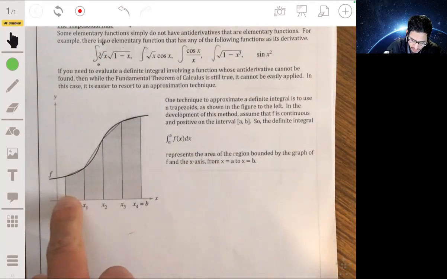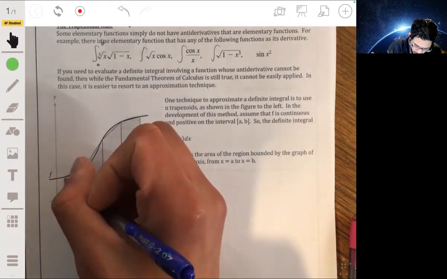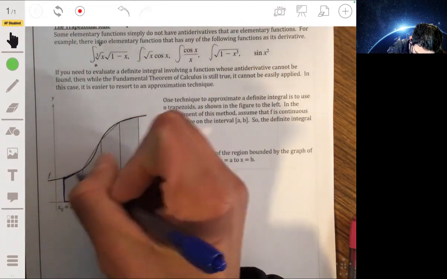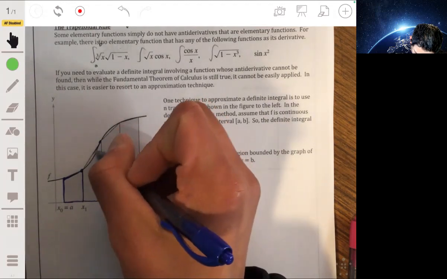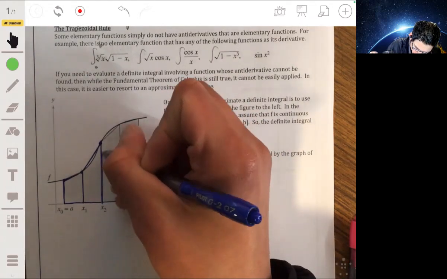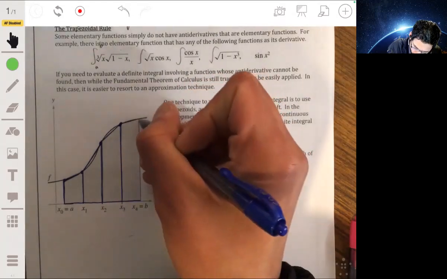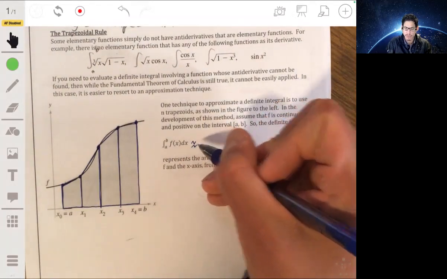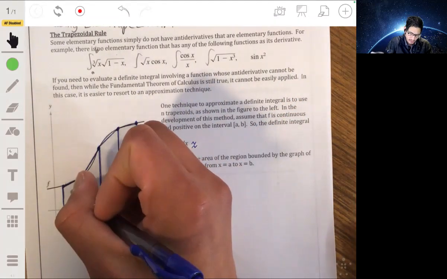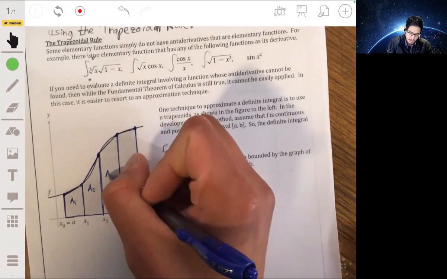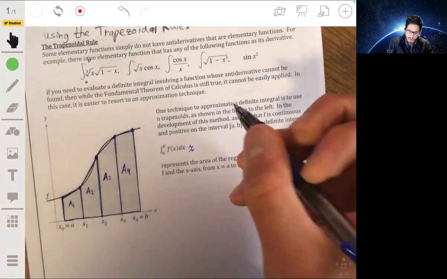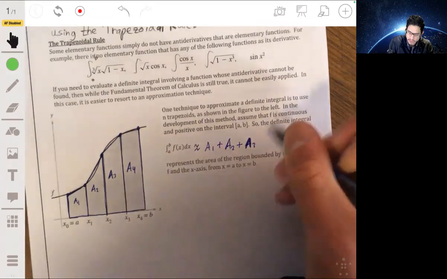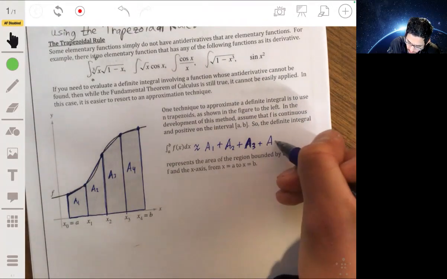So let's say we want to get the area from A to B underneath this function, and we have these 4 trapezoids, you see? We got 4 trapezoids. So the definite integral from A to B of f of x dx will be approximately equal to this area. We'll call this A1 plus A2 plus A3 plus A4. We add up those areas of the 4 trapezoids, and we can get an approximation of the true area.